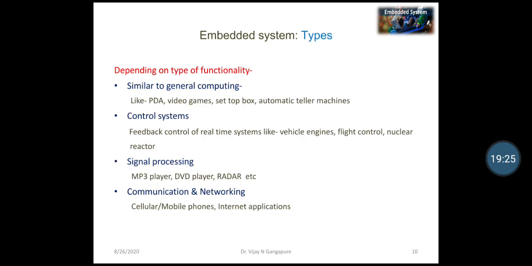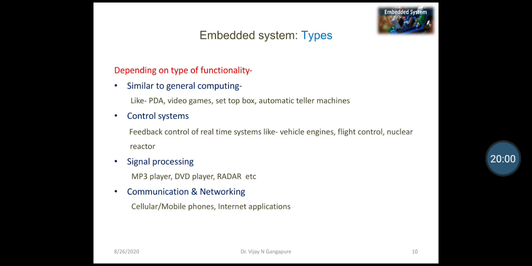Now, depending on the type of functionality, we can also have types of embedded systems. For example, similar to general computing, for example PDA, video games, set-top boxes, automatic teller machines, ATMs. So these are examples of general computing embedded systems. The second type is control systems. For example, feedback control of real-time systems like vehicle engines, flight control, nuclear reactor.